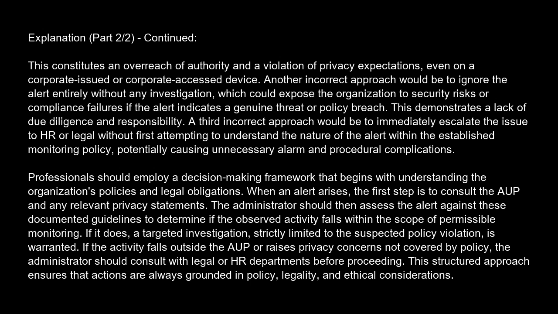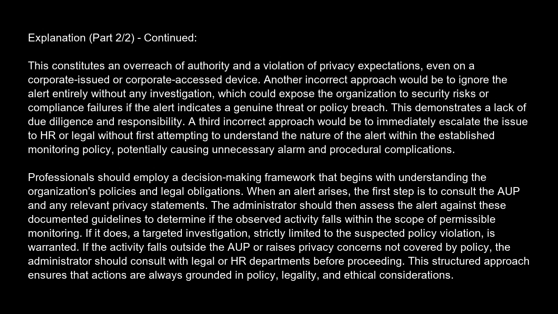A third incorrect approach would be to immediately escalate the issue to HR or legal without first attempting to understand the nature of the alert within the established monitoring policy, potentially causing unnecessary alarm and procedural complications.